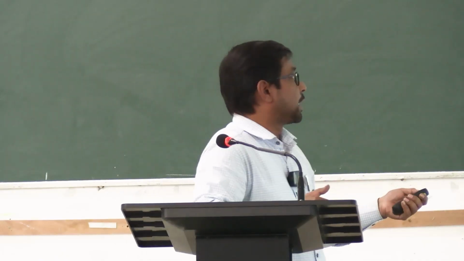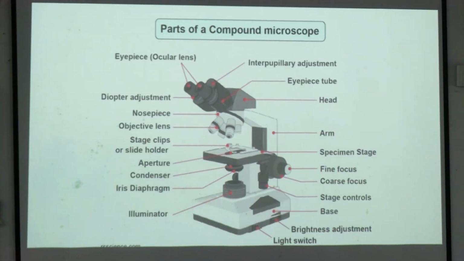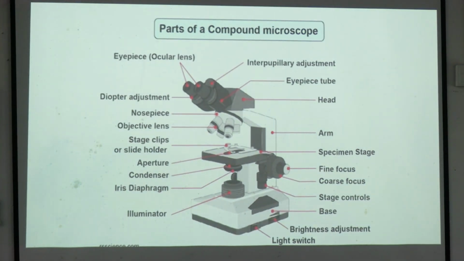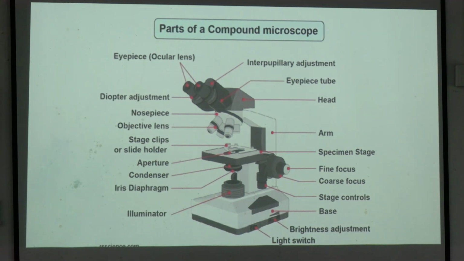Then that condensed light will fall onto the specimen, because on this stage we can put a specimen or slide. If the light falls on a specimen, such as bacteria, what will happen? Any idea? The light may get reflected, it may pass through, or it may get refracted.